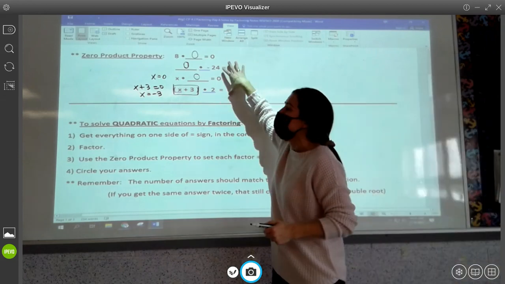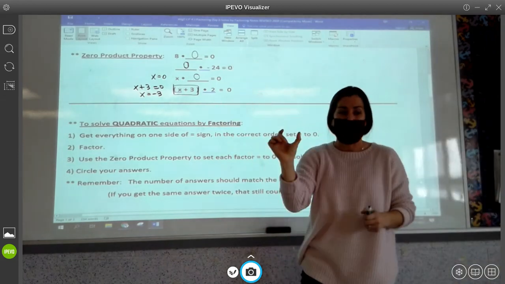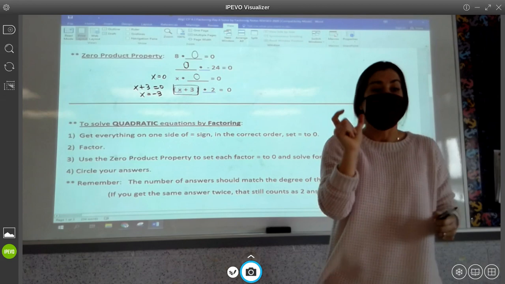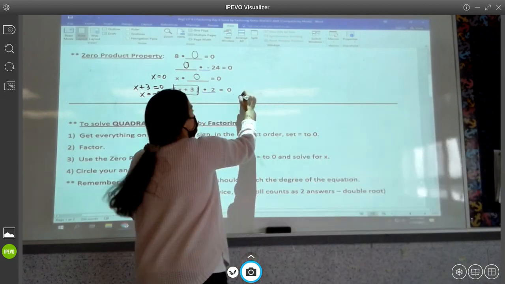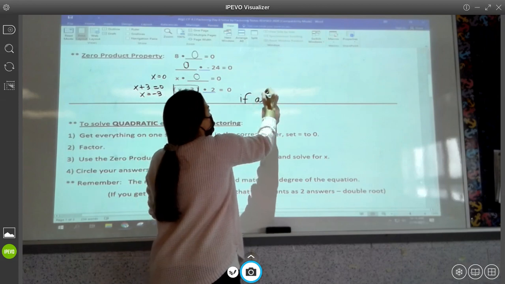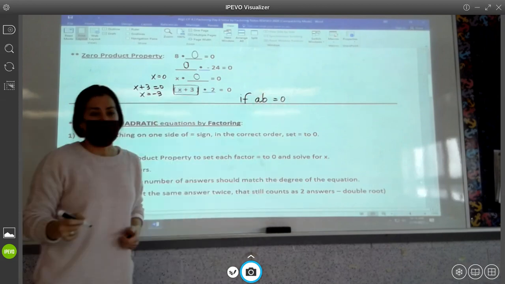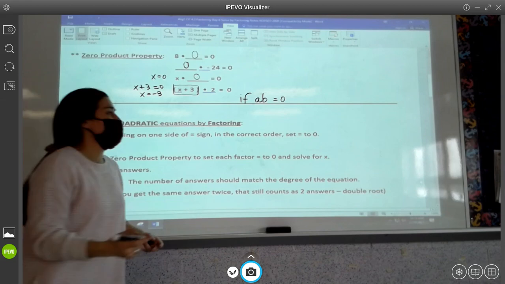We're going to use the zero product property. The fact that when you multiply 2 things together, if they equal 0, somebody had to be 0. So we say if A times B equals 0, then A or B must have been 0.